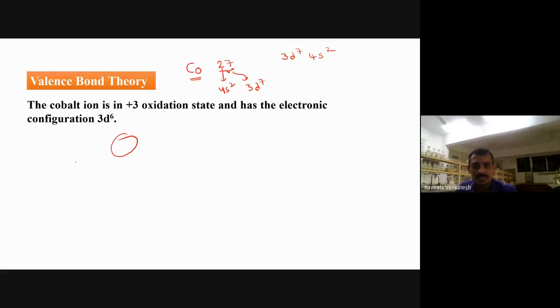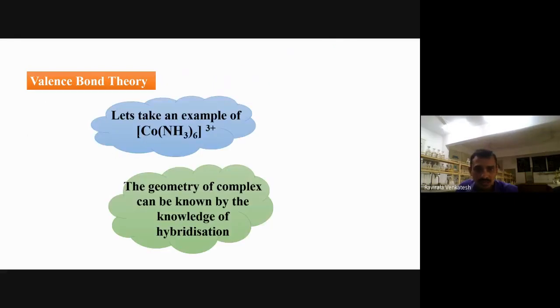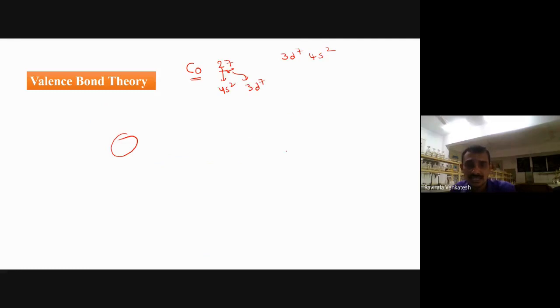Okay, in the example, what they given, you observe this one. In this example, the oxidation state of cobalt is how much here? Plus 3, because the valency here in this case is 0, because it is a neutral ligand. So this definitely we get, cobalt oxidation state will be how much here? Cobalt plus 6 into 0 is equal to plus 3. Cobalt will be plus 3 oxidation state.